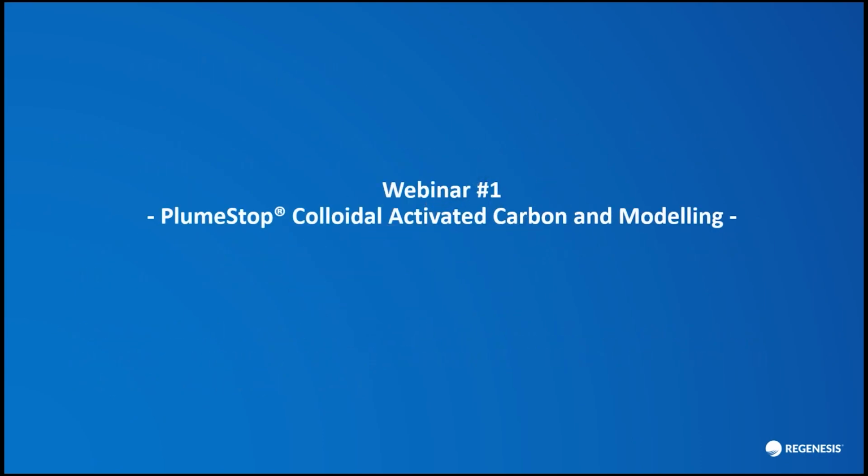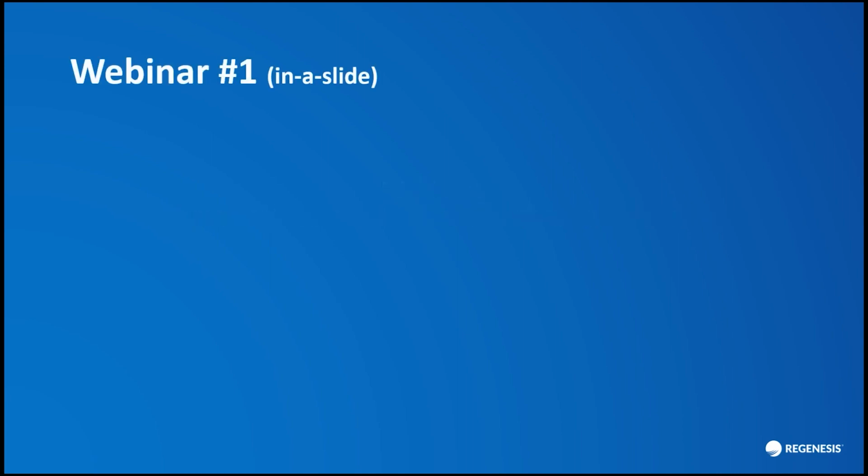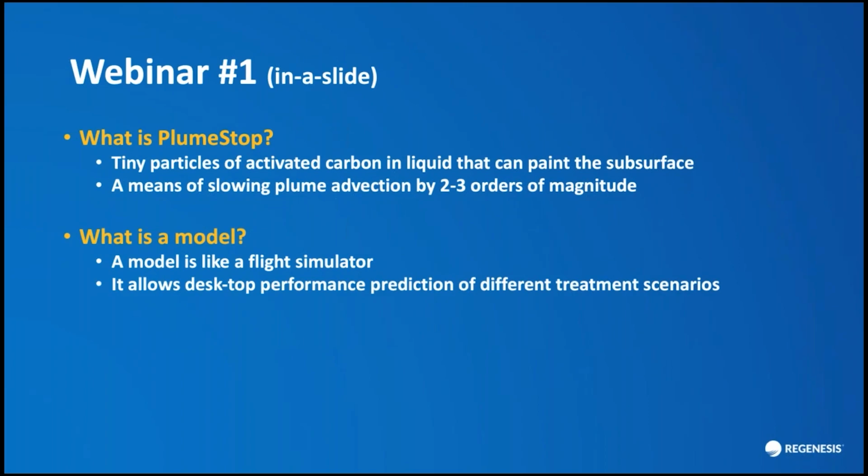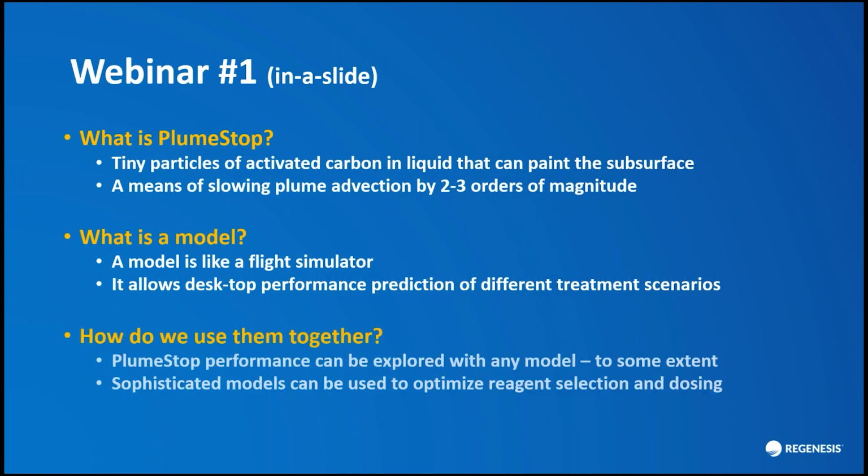The first webinar in this series of 3 set the scene. We looked at the basics. What is plume stop? Well, it's tiny particles of activated carbon suspended like an ink that can paint the subsurface and essentially stop plumes. What is a model? Well, a model is like a flight simulator that can be used to quickly and easily explore and interrogate different treatment scenarios. And how do we use them together?